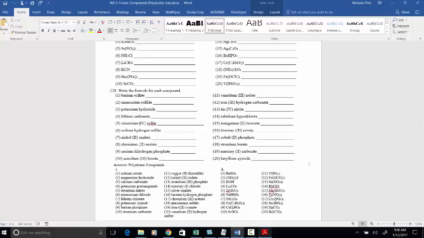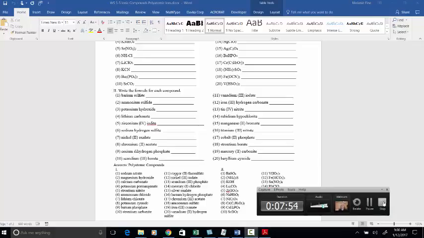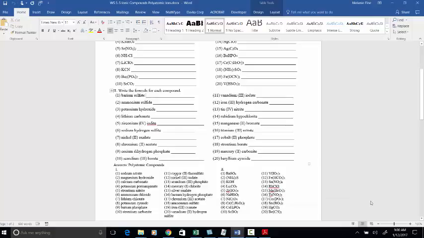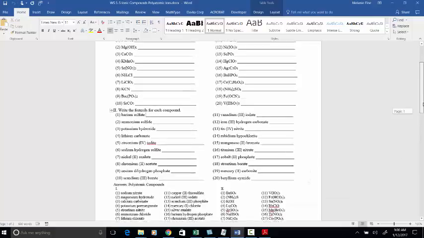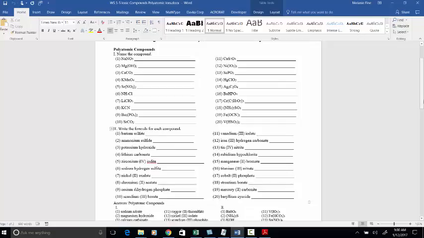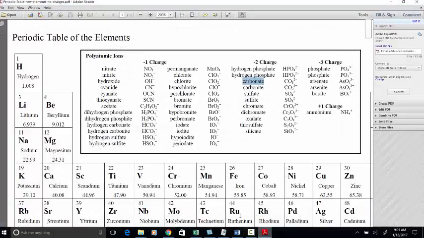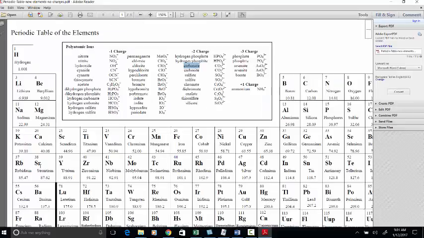So we're asked here to find the formula for the compound barium sulfate. We know from the periodic table, barium has a charge of +2. There we go. I was a little delayed here. Barium has a charge of +2. It's an alkaline earth metal.